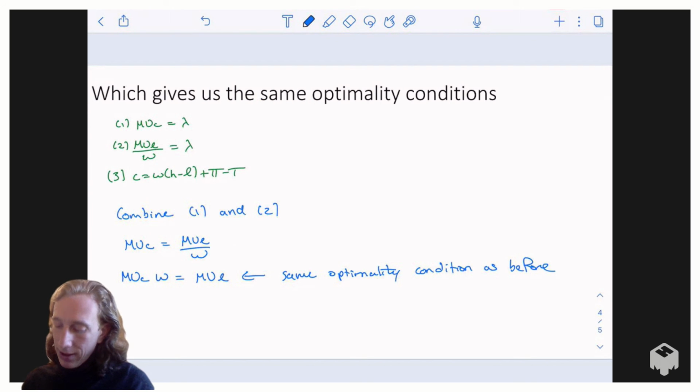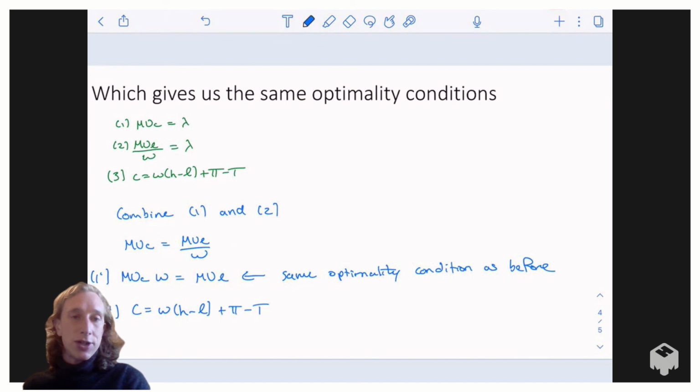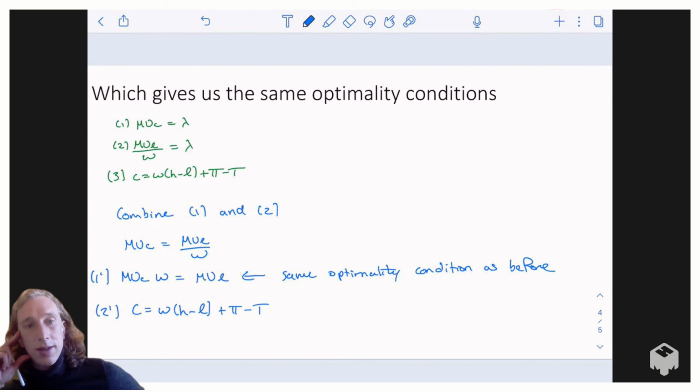So now, I'm going to call this 1 prime, combined with the budget constraint, which I'll call 2 prime, gives us the exact same conditions for optimality that we saw before. So this Lagrange approach yields us the same conditions for optimality. Okay, 1 prime and 2 prime are the same conditions we saw before. We've just arrived at them in a different way.